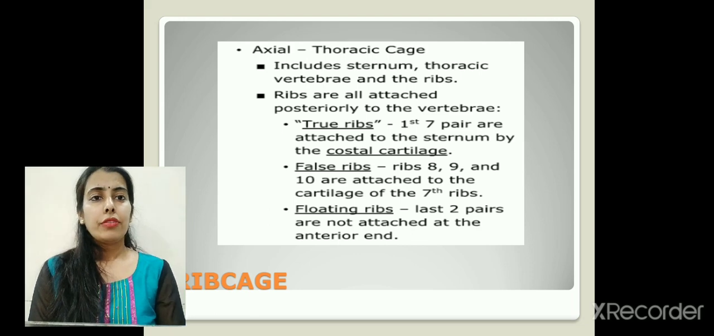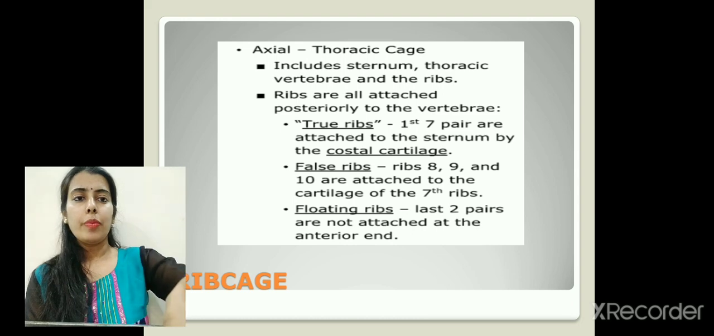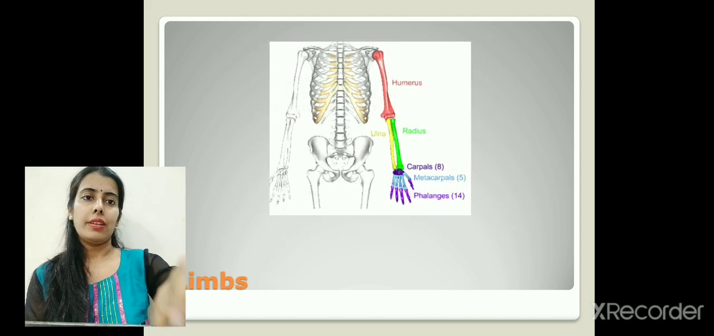This upper part of the body is called the thoracic cage. It includes the sternum, the thoracic vertebrae and the ribs. So true ribs, as I told you, are the first 7 pairs which are attached to the sternum. False ribs, the 8th, 9th and 10th, are fused together and then attached. Floating ribs are the last 2 pairs which are not attached to the sternum.